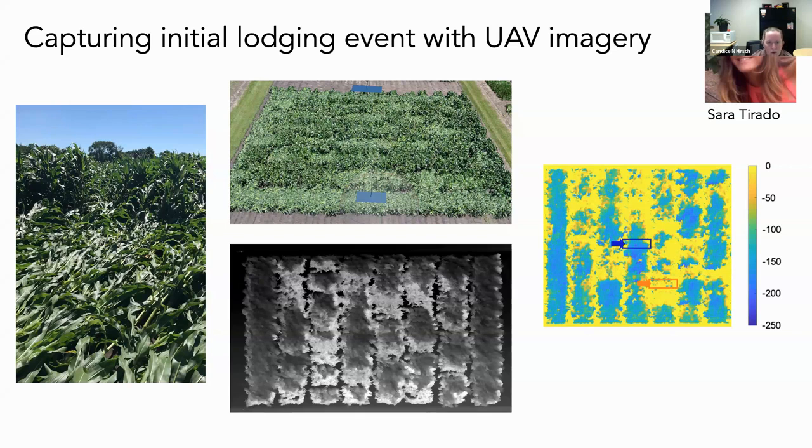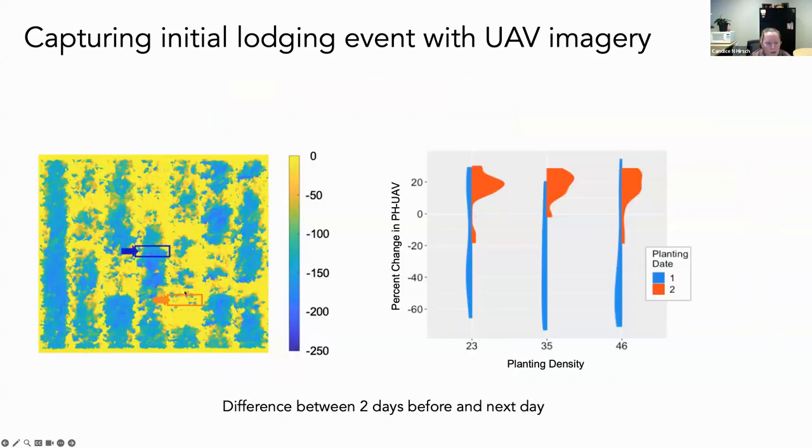And so instead of having to walk through the field and try to score this, which is very difficult when plants are all laying on the ground, we can do this via drone imagery. And so we can say how different was the height before and after this event. And you can see here in this particular experiment, the plants in the first planting date suffered far greater changes in their plant height, which is indicative of greater lodging. So they were a little older and they lodged more than these ones.